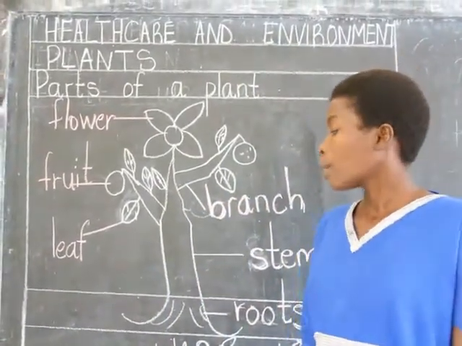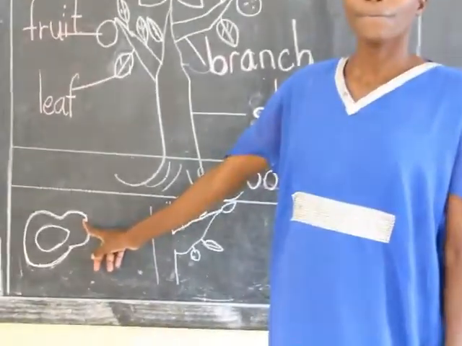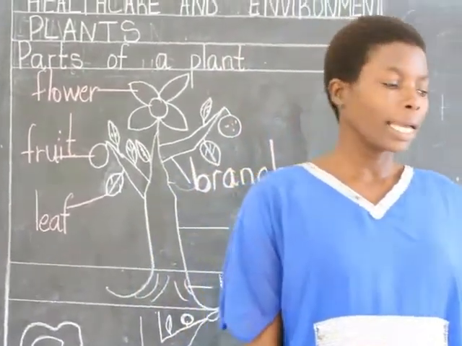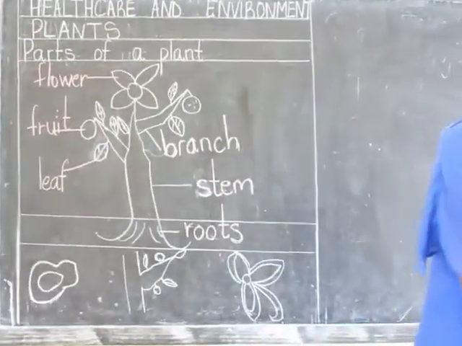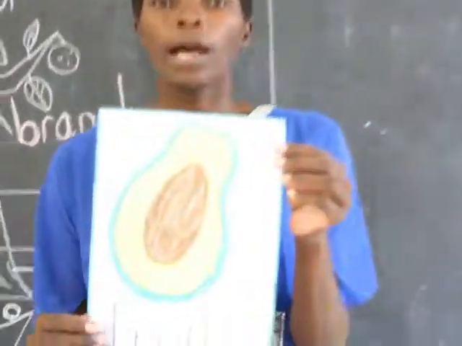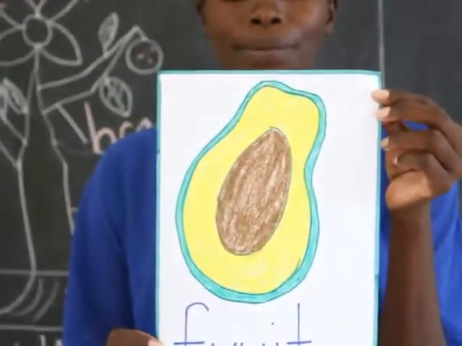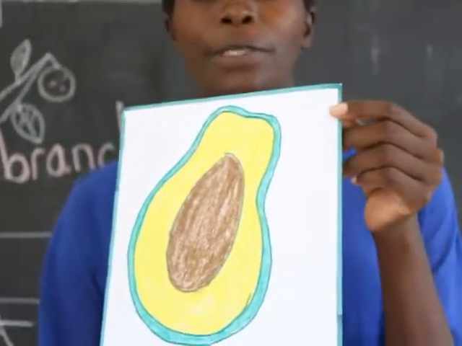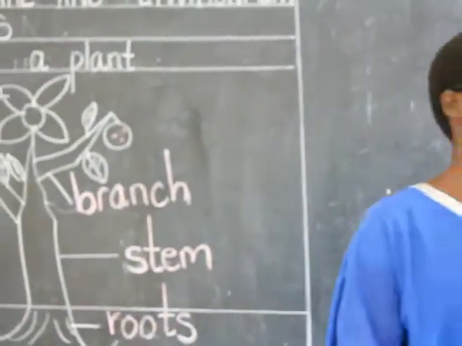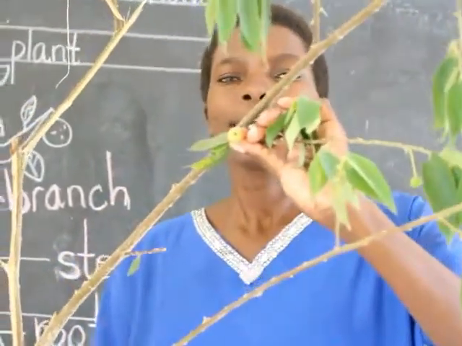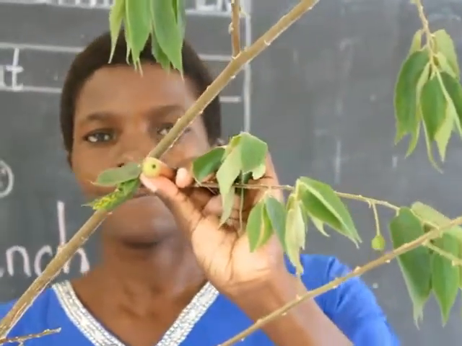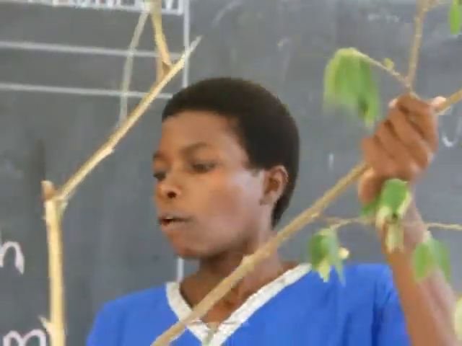One of those 3 parts is the fruit. We eat the fruit part of a plant, and fruits taste different, so I'm going to show you a drawn picture of a fruit. This is a drawn picture of an avocado fruit. It is so tasty, just like other fruits. Let me show you a real picture of a fruit. I have a fruit here, so that is a real picture of a fruit as part of a plant.